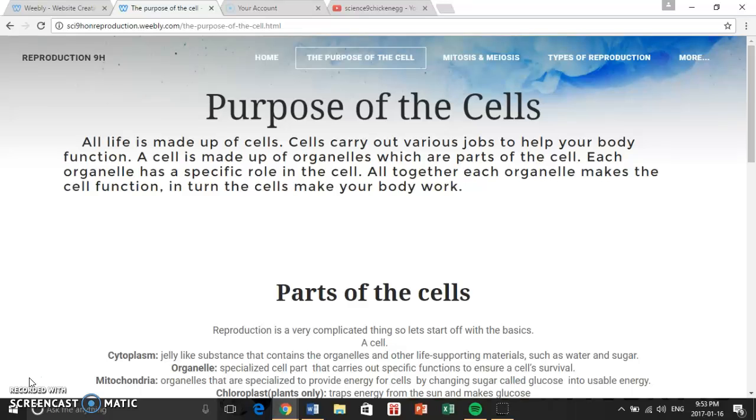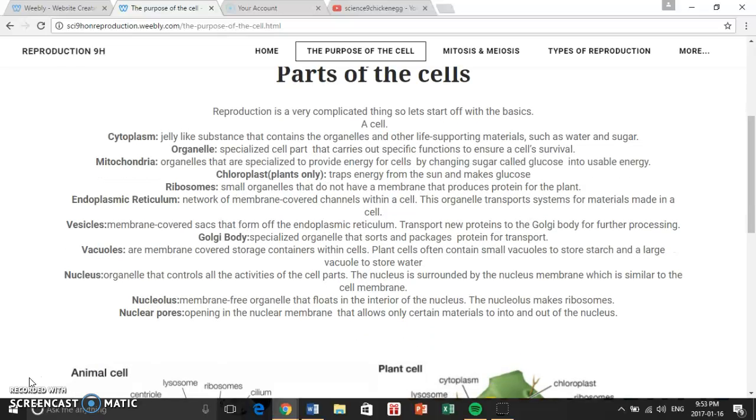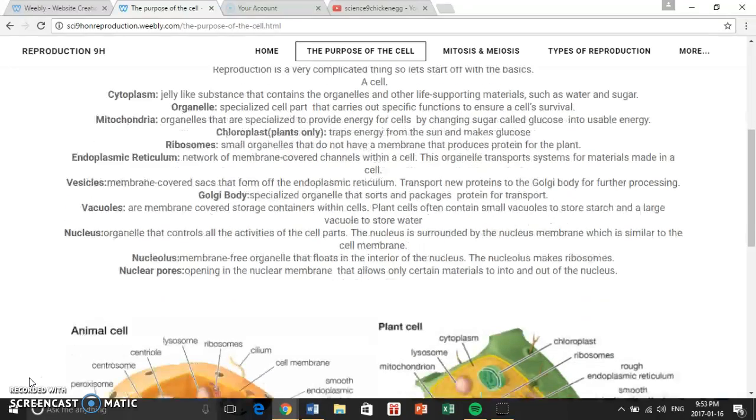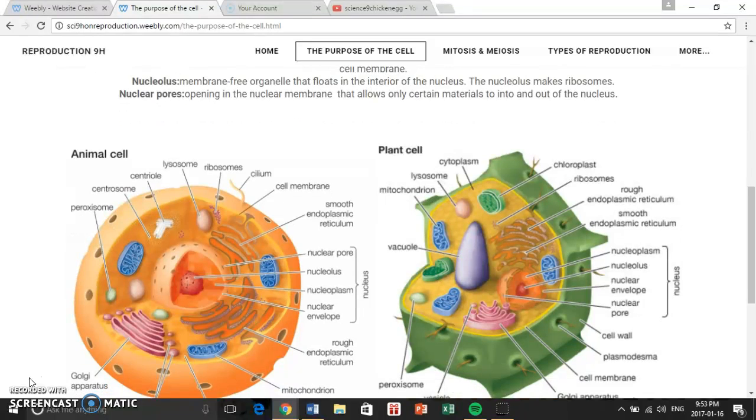The purpose of a cell. The purpose of a cell is to carry out various jobs so that your body can function. Parts of the cell include cytoplasm, the mitochondria, chloroplast, which is only in plant cells, ribosomes, endoplasmic reticulum, vesicles, the Golgi body, vacuoles, the nucleus, the nucleolus, and nuclear pores.